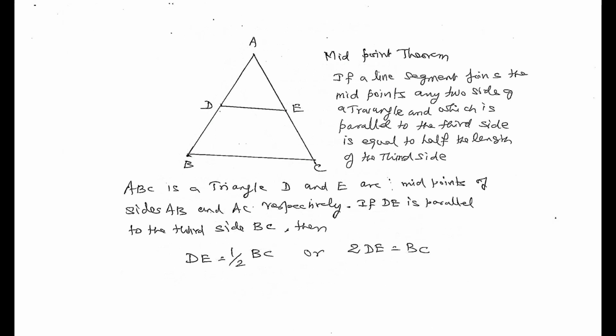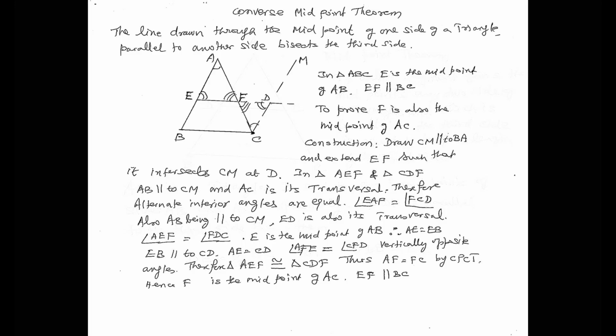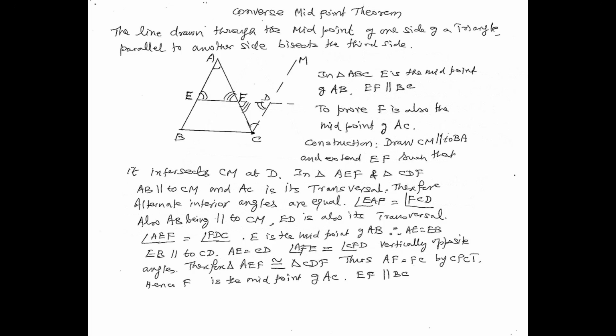The midpoint theorem slide next you see: if a line segment joins the midpoints of any two sides of a triangle, it is parallel to the third side and equal to half the length of the third side. ABC is a triangle in this picture, and D and E are midpoints of sides AB and AC respectively. If DE is parallel to the third side BC, then DE is equal to half BC, or 2DE is equal to BC.